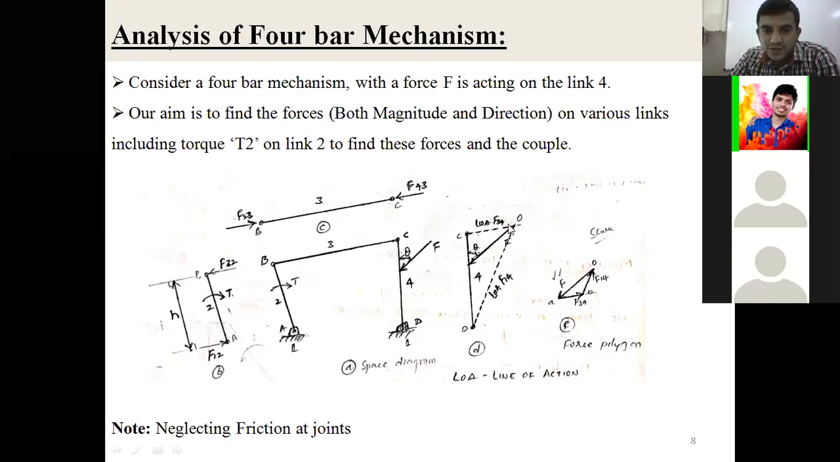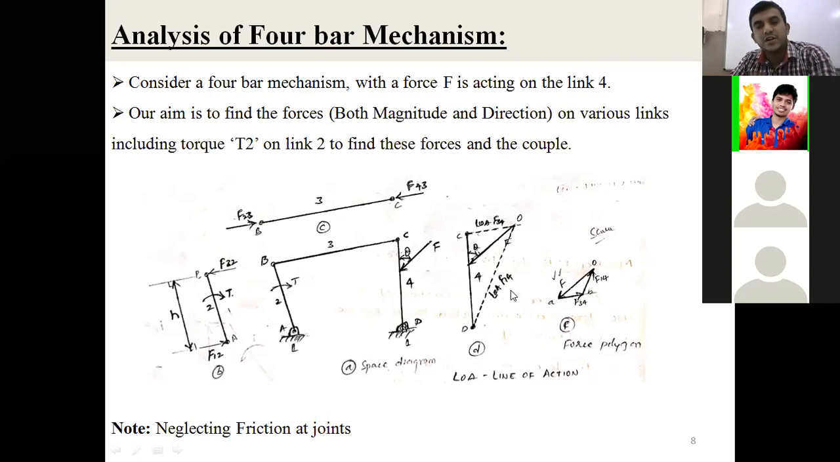After F, which force will we get here? In the free body diagram of link 4, F34. Now from point A, draw a line which is parallel to the line of action of F34. On both sides of point A you should draw it, since I don't know whether it is on the left side or right side. That is the line of action of F34. We don't know the magnitude and also we don't know the direction, whether it is upward or downward. Just simply draw a line on both sides of point A.